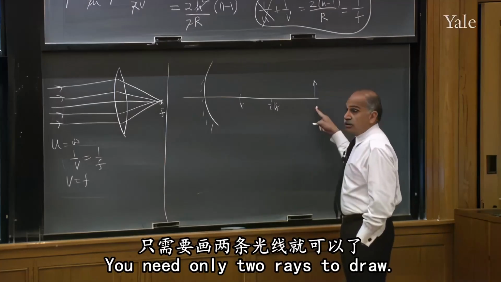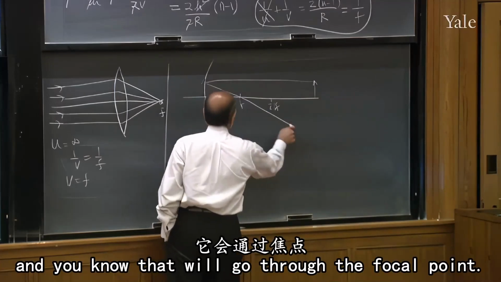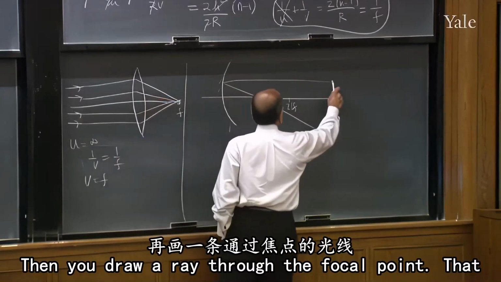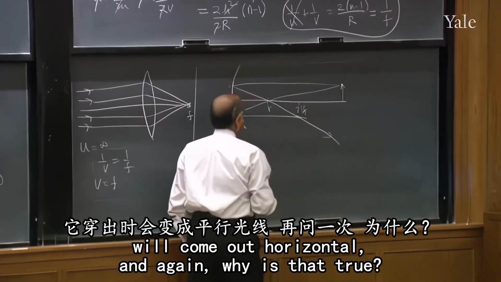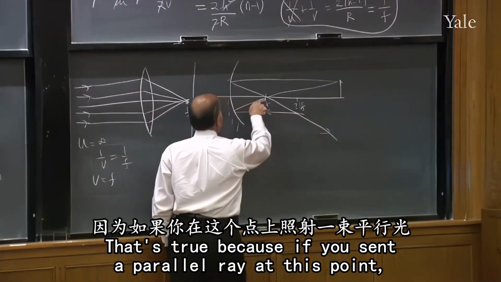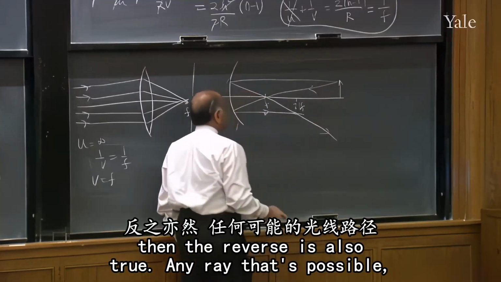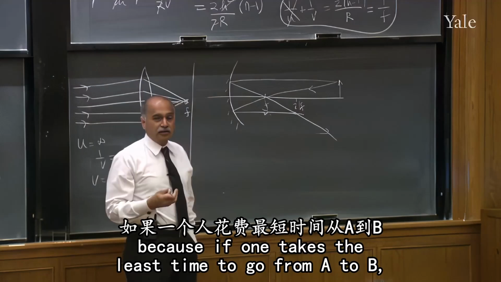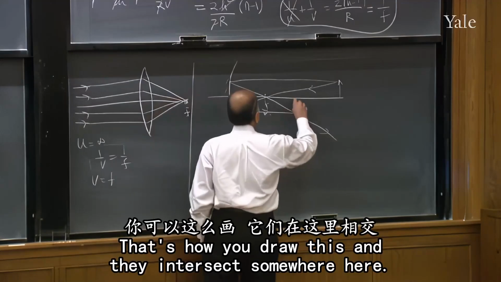You need only 2 rays to draw. So one ray, you draw a horizontal ray, and you know that will go through the focal point. That's the definition. Then you draw the ray through the focal point. That will come out horizontal. And again, why is that true? That's true because if you sent a parallel ray at this point, it will go to the focal point, and if it ends up here, then the reverse is also true. Any ray that's possible, then the time reversed version of that's also possible, because if one takes the least time to go from A to B, the other takes the least time to go from B to A. That's how you draw these, and they intersect somewhere here.